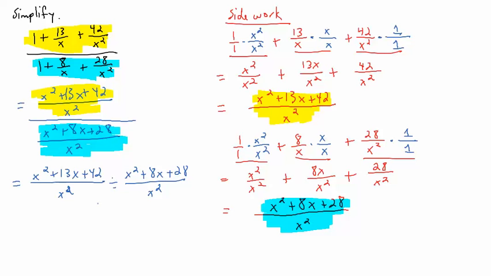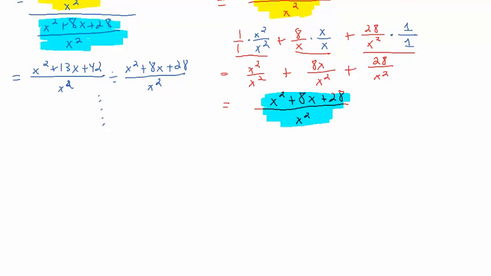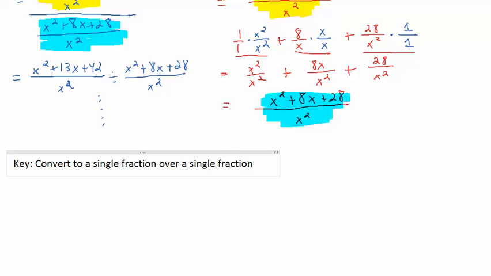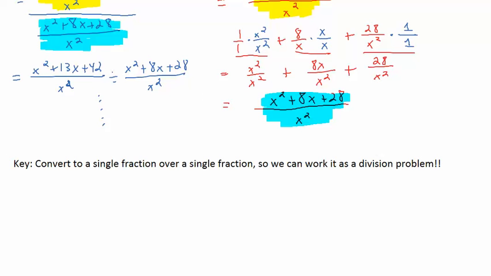Now it's a simple division problem. You can finish it from there. So again, the key is we need a single fraction over a single fraction. Why do we need a fraction over a fraction? So we can work it as a division problem. Okay? So that's the key to complex fractions.